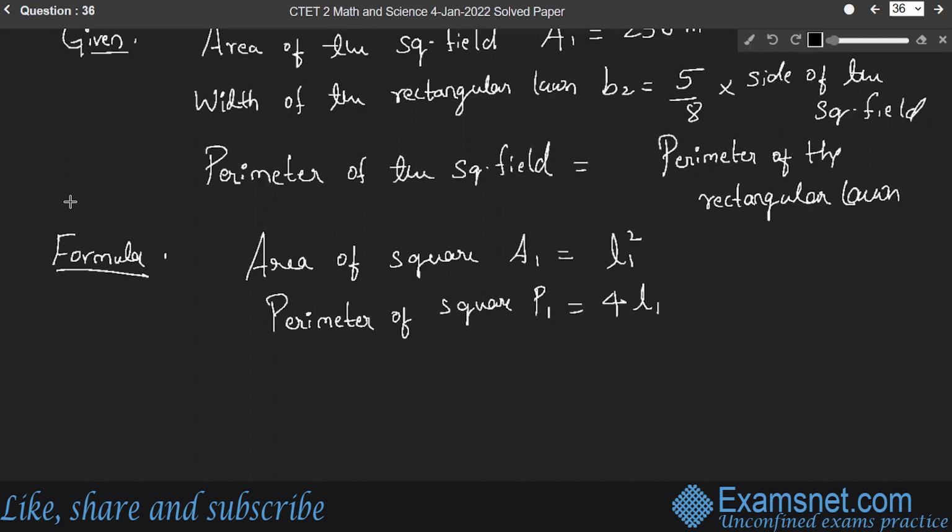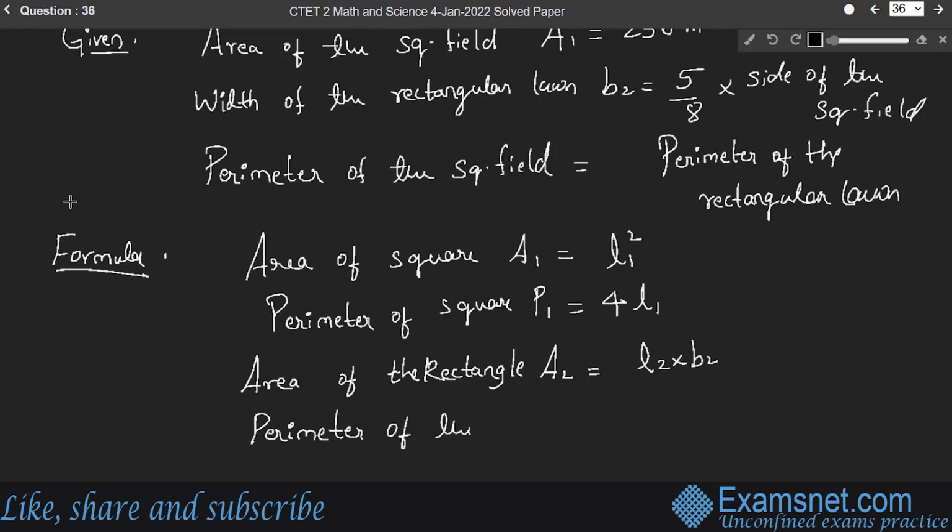Area of the rectangle, A2 is equal to length into breadth. In this case, it is L2 into B2. And perimeter of the rectangle, P2 is equal to 2 times its length plus breadth.